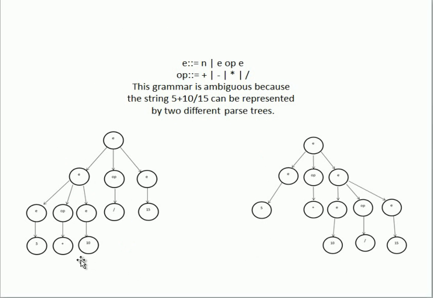So here's a visual representation of the example I was just explaining, where you can see that in the first parse tree it is left recursive, and you expand the left expression to another expression, operator, expression, which is then formed into 5 plus 10. Whereas in the right example it is right recursive, where the right expression is expanded into an expression, operator, expression, which is formed into 10 divided by 15.